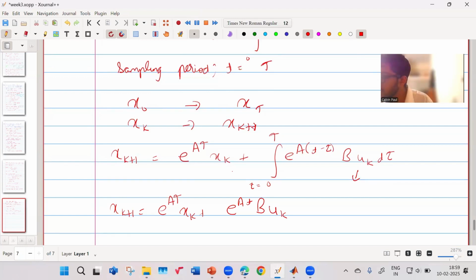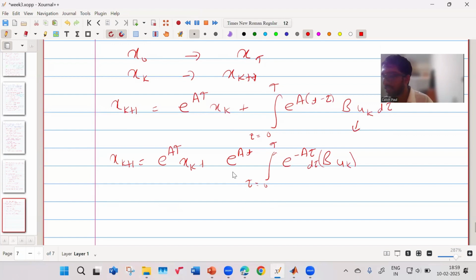Don't know whether I can remove it out. Okay, so let's not do that. e to the power A(t − τ), τ goes from 0 to T, e to the power minus A τ, B into u, d τ. Okay, this has come outside, right? So now I have to integrate this.